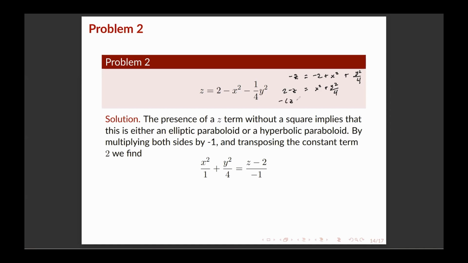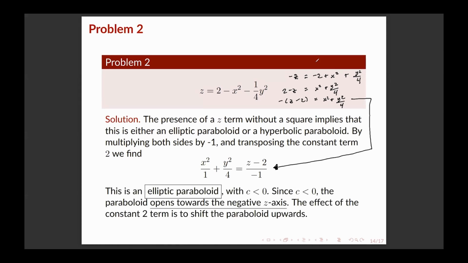We have negative of z minus 2 is equal to x squared plus y squared over 4. And then put this negative on the denominator, so we get this form right here. As you can see, the squared terms are positive, so this confirms that this is an elliptic paraboloid.